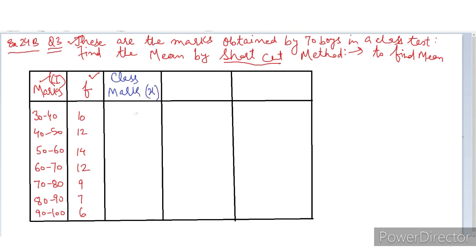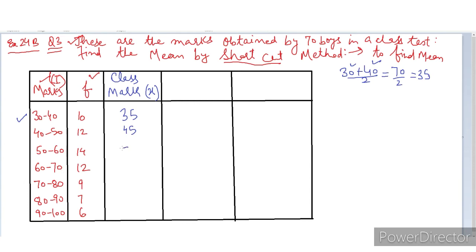Class mark, if you remember, I told you class mark is simply the average of the class interval. The class interval is from 30 to 40. So our first class mark would be 30 plus 40 divided by 2. It simply means 70 divided by 2, and the answer would be 35. In other words, the class mark or the mid value is the average of the two terms of the class interval, and this average is coming out to be 35 for this class interval. And everywhere we will have it like this. For 40 to 50 we will have 45. Keep on writing like this.